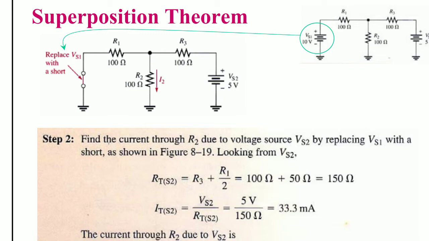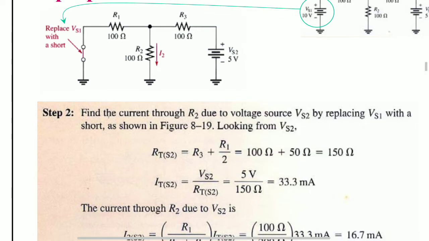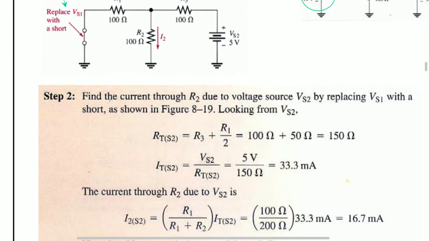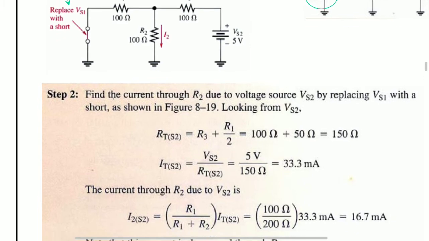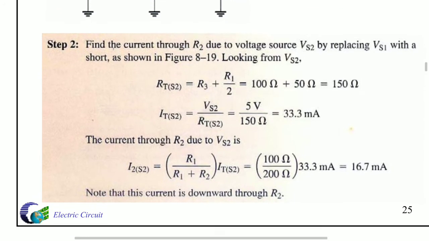By calculating this, the total current IT is 33.3 milliamps. In R2 we get half of the 33.3, so the current I2 is 33.3 by 2, that means 16.7 milliamps. Note that here the current is also downward through R2.